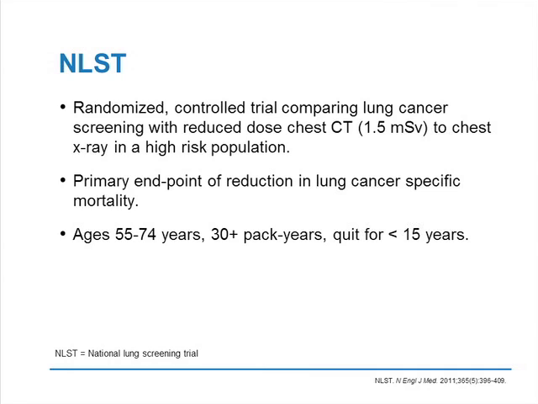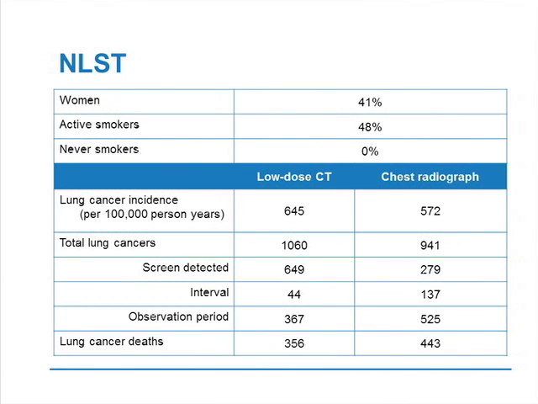The second landmark trial published in 2011 is the National Lung Screening Trial. And this screening trial randomized high-risk patients to receive either a low-dose chest CT or a chest X-ray. The high-risk group was defined as people aged 55 to 74 who had smoked at least 30 pack years, and if they had quit smoking, they hadn't quit for more than 15 years. 41% of the entire group were women. Active smokers now were almost half the group, and there were no never smokers. Lung cancer incidence is now about 10 times that of the general population, so this is truly a high-risk group.